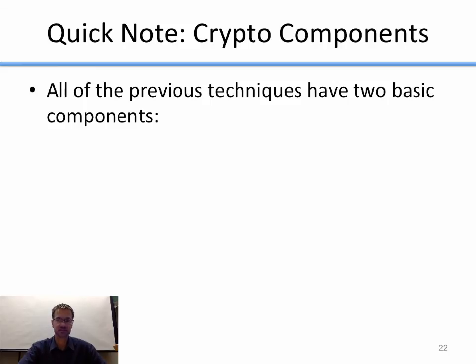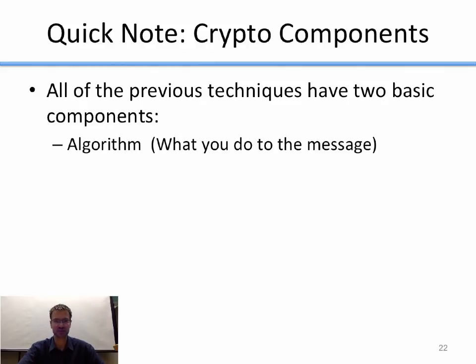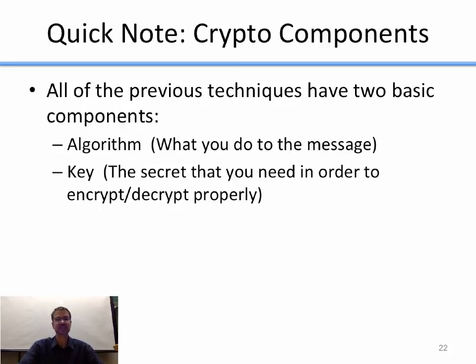Okay, so let's stop for a moment and do a quick note about components of cryptography. All the previous techniques I just described have two basic components. The first is an algorithm, something that you're going to do to the message in order to encrypt it. And the second is a key. The key is the secret that you need in order to encrypt or decrypt properly. In the case of a substitution cipher, the algorithm is knowing that you go through the substitution table and A always becomes C, B always becomes Q. The key is the actual table itself. So the algorithm is the process you use, and the key is the secret substitution table. In the case of a shift cipher, the algorithm is knowing that you need to add a certain value to every letter. The key is what value you add.